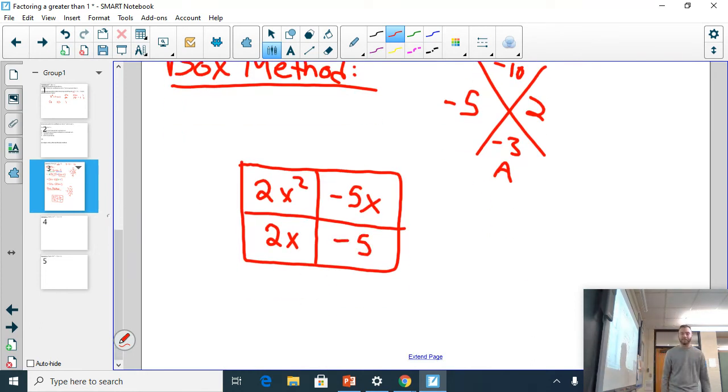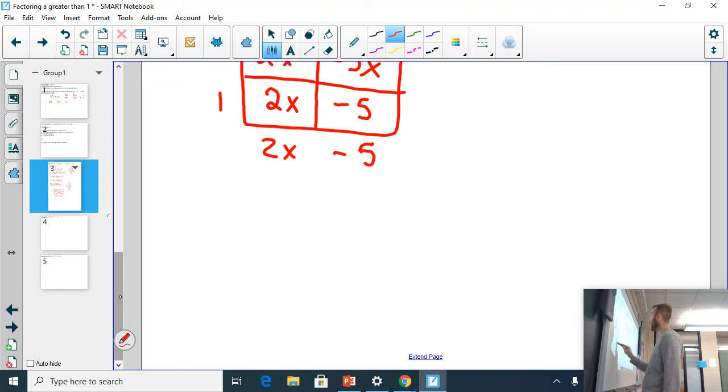And now I'm just thinking of what multiplies together to get each of these things. Well, I know that one of these is going to need to be 2x, and this one's going to need to be x. That'll get us 2x times x is 2x squared. And then 2x times positive 1 is going to get us 2x. And then x times negative 5 will get us negative 5x on the top. And then does that work out for the last one? 1 times negative 5 gets us negative 5. So the answer is yes, that works.